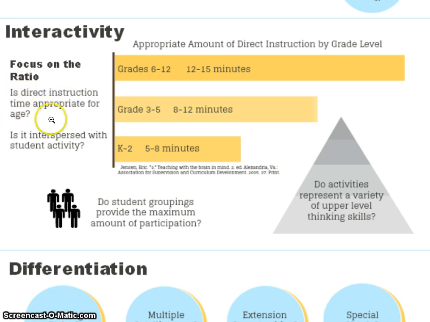So the direct instruction, is it appropriate for the age range? And I give a little graphic here just to remind teachers of what that would look like. And is it interspersed with student activity? So for example, 8 minutes of direct instruction, and then they have a piece where they're physically interacting with the material. And then do student groupings provide maximum amount of participation? Is it a whole group activity, and does that allow the maximum number of kids to participate? And does the lesson involve upper level thinking skills, thinking about Bloom's taxonomy?